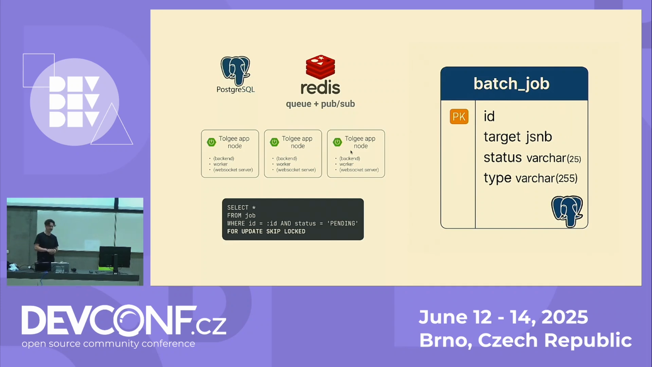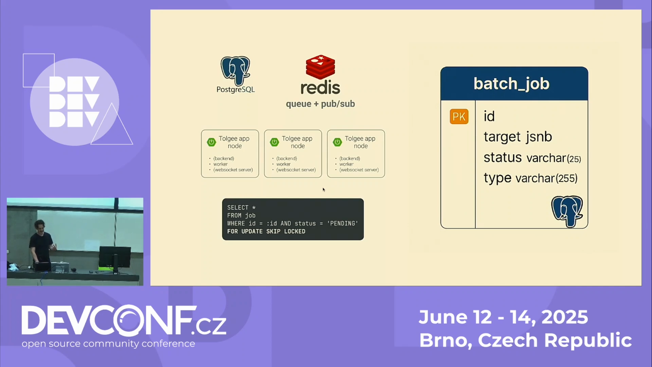And also for the WebSockets, because we need to notify the users about the stuff which is happening on the nodes, we need PubSub. We need to notify other nodes when something happens in one node. For example, this node is handling some batch job, but all of these nodes are WebSocket servers.